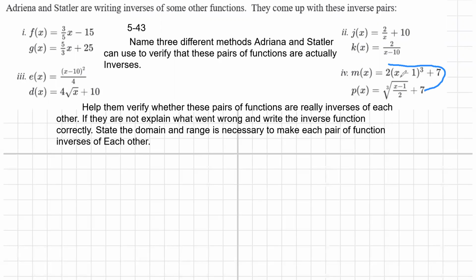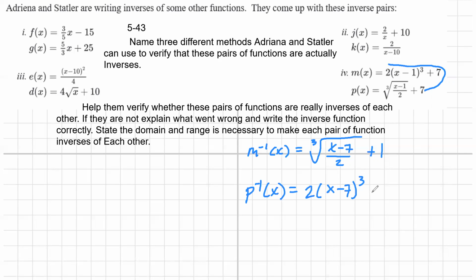So if you actually go and do the inverse of this, the inverse of x is actually going to be something kind of crazy. It's going to be the cube root of x minus 7 over 2 plus 1 on the outside. And for p of x, the inverse of that one is going to be, since it's a cube root, the inverse is going to be a cube. It's 2 times x minus 7 cubed plus 1.